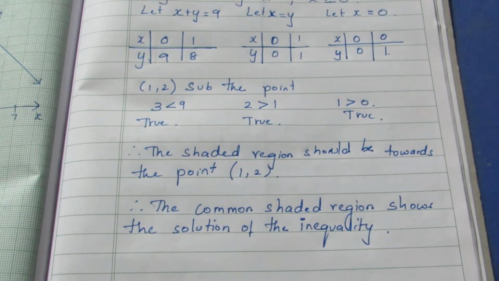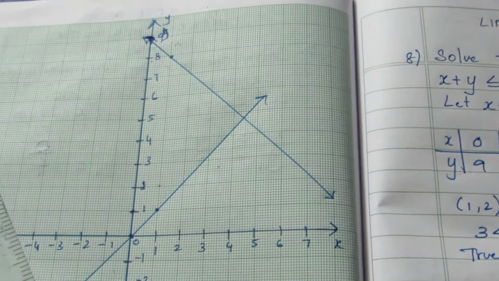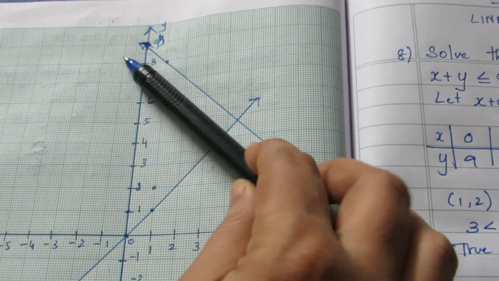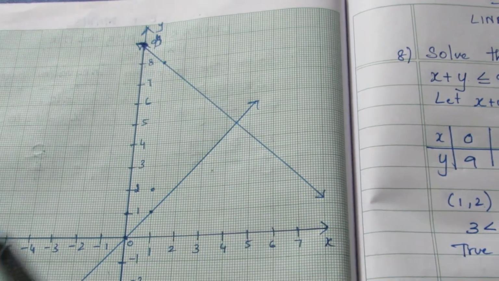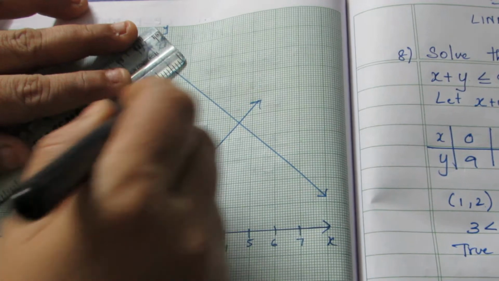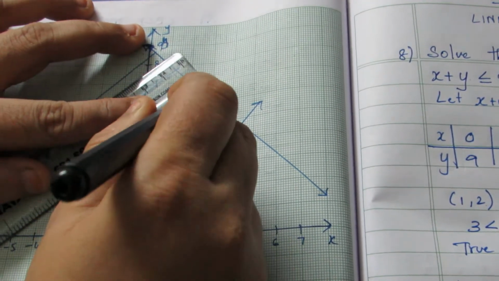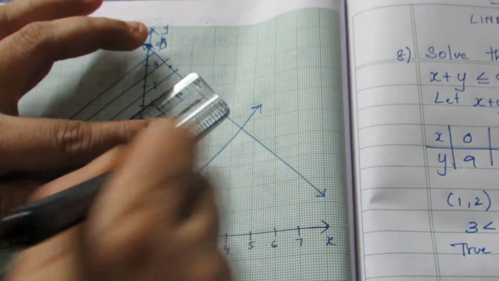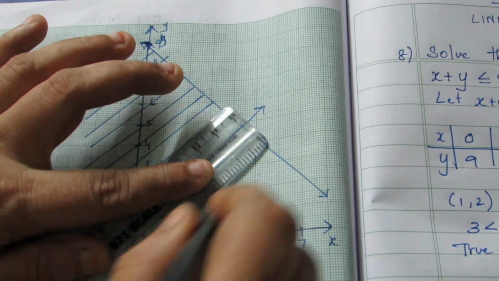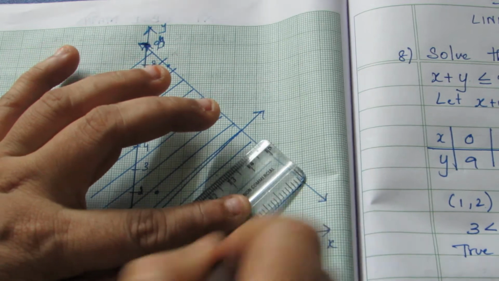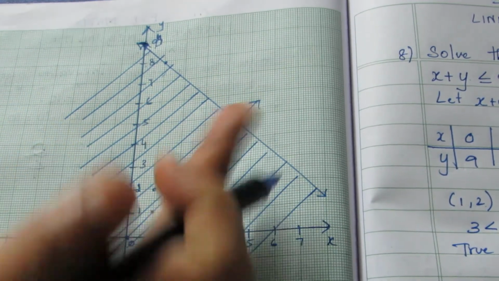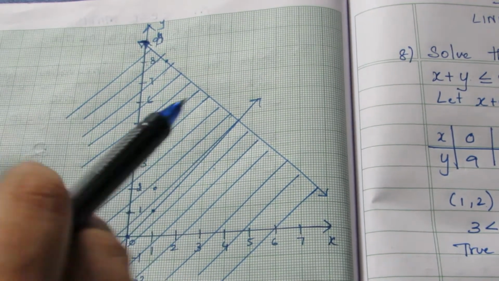Now let us mark it on your graph. This is your solution point. So for the first graph it should be on this side. This is the shaded region for the first. For the second graph it should be on this point, so it will be like this way.